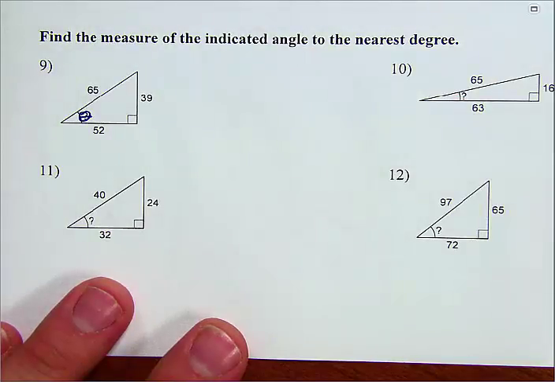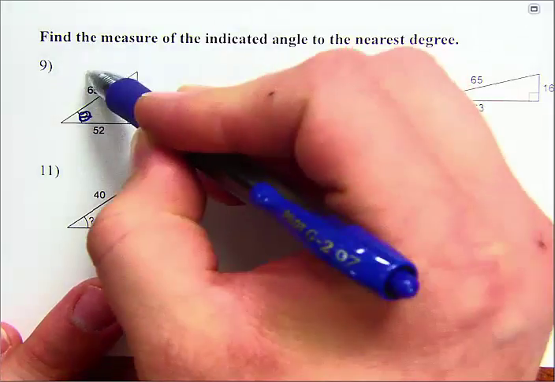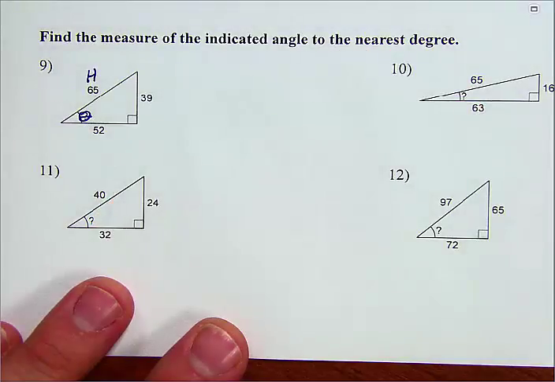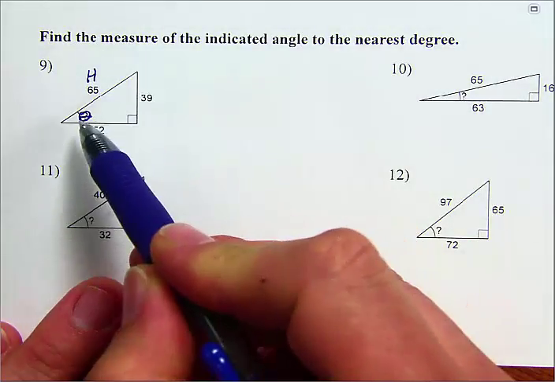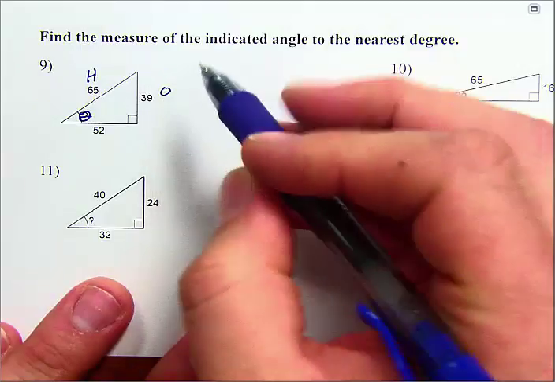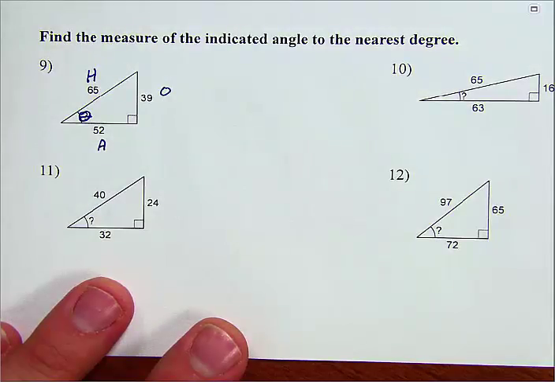So the good news is you can use any trig function you want, but you better identify which pieces are first. This 90 points directly at that guy, so that's my hypotenuse. Theta is trying to eat the 39, right? So that means that's opposite, and that forces this to be adjacent. So we can use any and all of the trig functions.